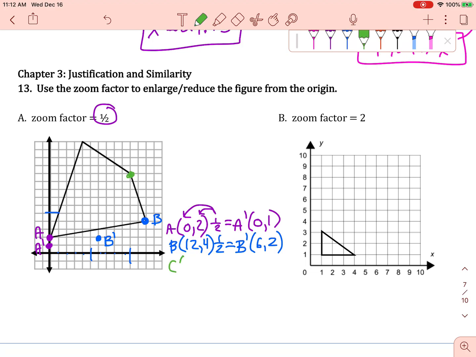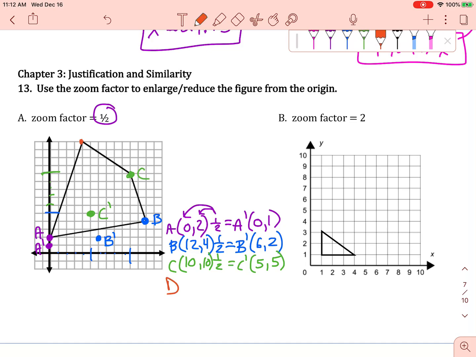We have our C value. So you can see I put my tick mark in. I know that C is at 10. 6, 7, 8, 9, 10. So it's at 10, 10. And again, we're taking half of this. So C prime is going to be at half of 10 is 5, and half of 10 is 5. So here's my C prime and my C.